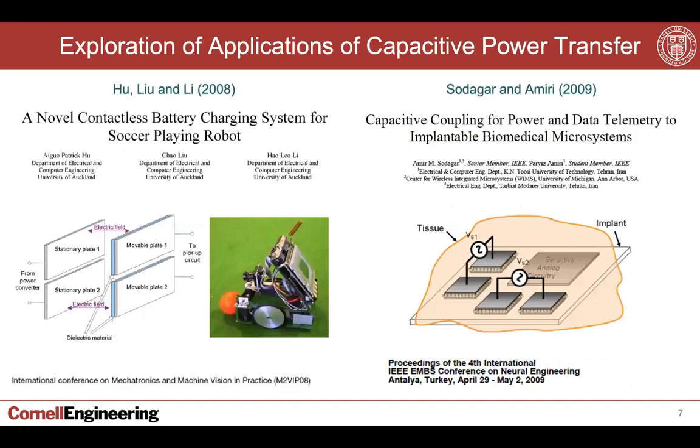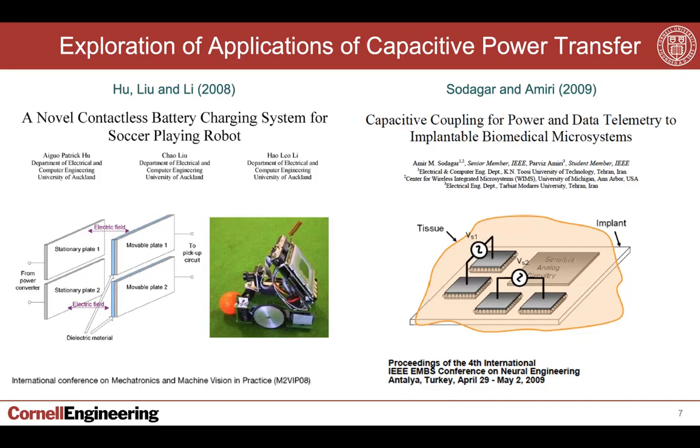People started to explore other applications, what we would imagine more like the capacitive power transfer applications of today. In 2008, Patrick Hu and his colleagues investigated the use of capacitive coupling for small robots. In this case, a soccer playing robot, which would basically run out of energy, go to the side of the field, and essentially come very close to a couple of plates and get charged that way.